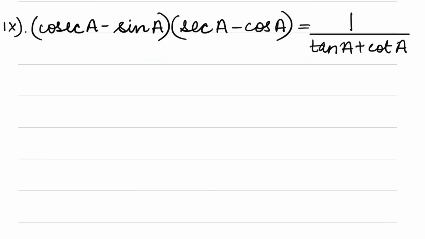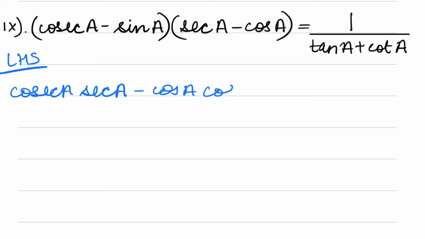Now the 9th part, which says (cosec a minus sin a) multiplied by (sec a minus cos a) is equal to 1 by (tan a plus cot a). So let's start solving the left hand side, and we need to multiply a binomial by a binomial. So cosec a into sec a, minus cosec a into cos a, minus sin a into sec a, and plus sin a cos a.